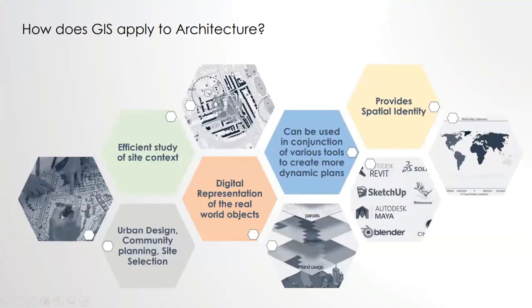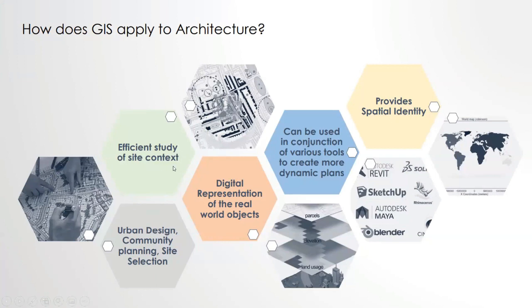So, how does GIS apply to architecture? It helps in urban design, community planning, site selection to select the most suitable site for a particular building, depending on various parameters. And let's say if it is a business entity, they would want to have maximum profits from that particular site. So there will be a lot of parameters involved before they come to a particular site and build their business over there. So this kind of site selection is possible with very high accuracy using GIS.